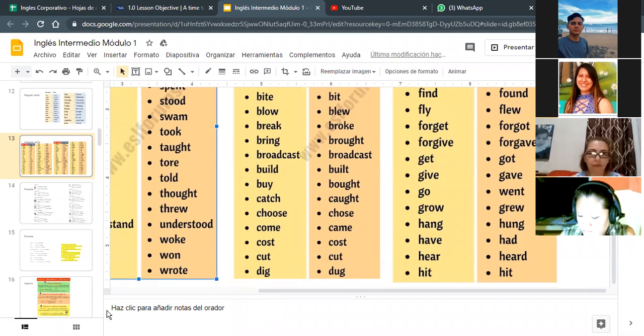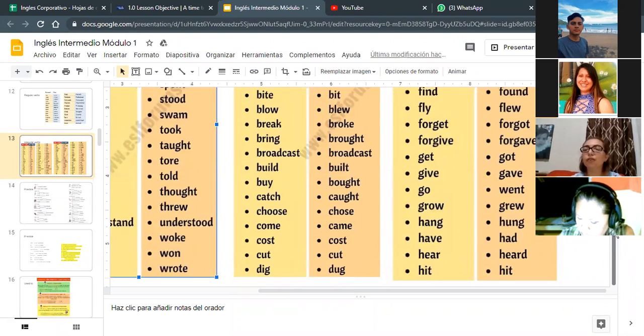Forgive, what is to forgive? It's compassion, is to forget the bad action. Ofensa, perdonar, to guilt. Okay, that is to forgive. Nice. Forgave, that is going to be for Stella. My sister punched me last week, but I already forgave her. Very good. Nice.